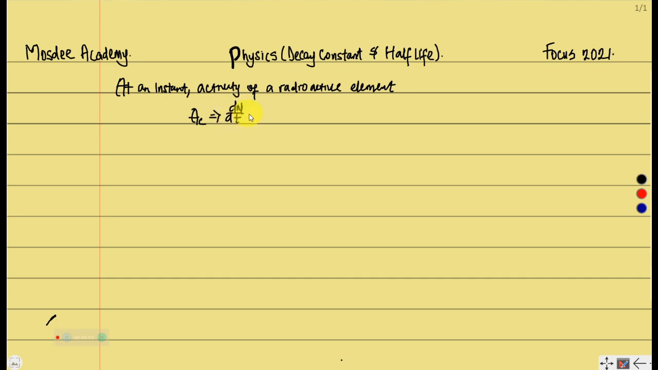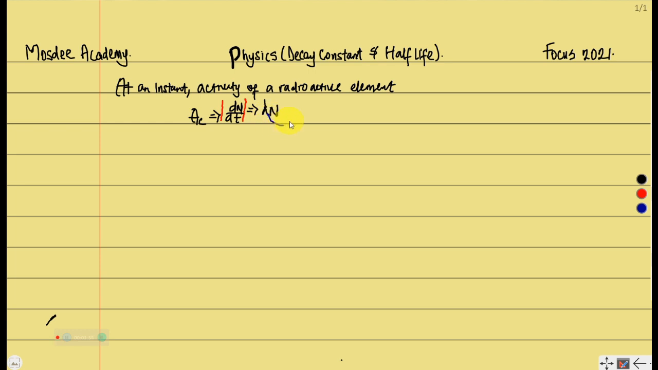As you can see, dN by dt is also the same thing as lambda N. So you need to keep this in mind, guys. dN by dt is called the activity of a radioactive element, which in your reactive material you may see in absolute form. It's very important. That is the rate at which the particular element is disintegrating at a particular point in time. So at an instant of time, the rate at which the radioactive element is disintegrating is called its activity, and it's written as dN by dt, which is the same thing as lambda N.